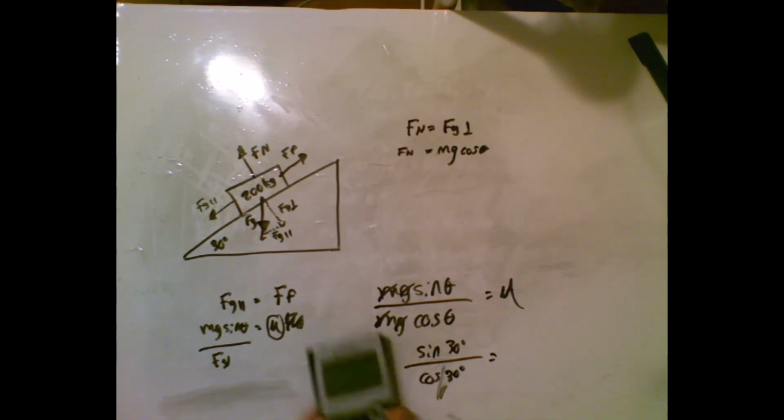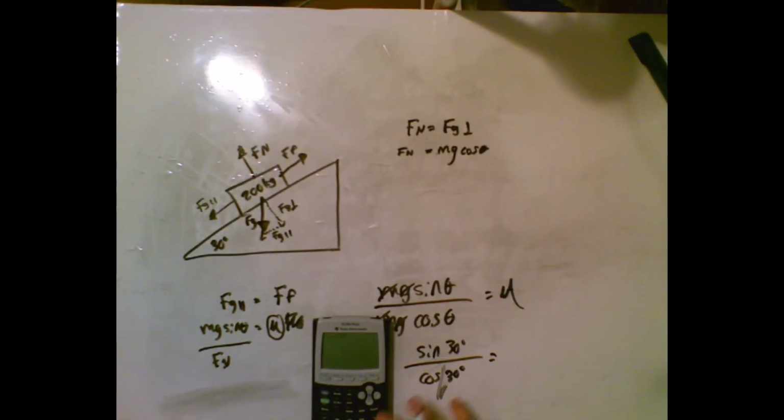So when I do that, sine 30 divided by cos of 30, I end up getting 0.5758, to 2 sig digs 0.58, and that's my final answer.